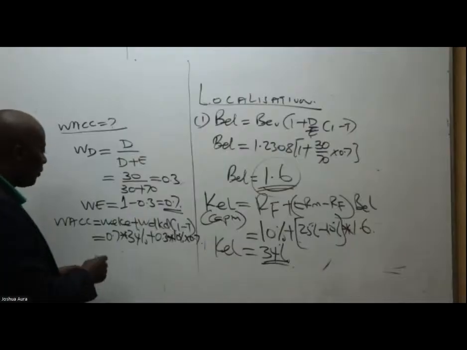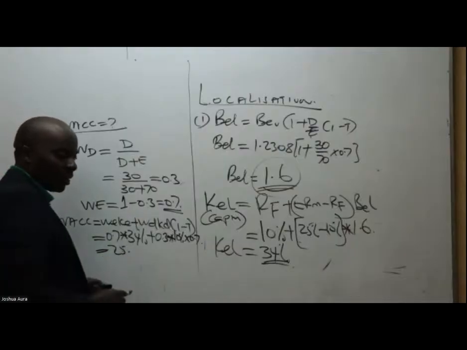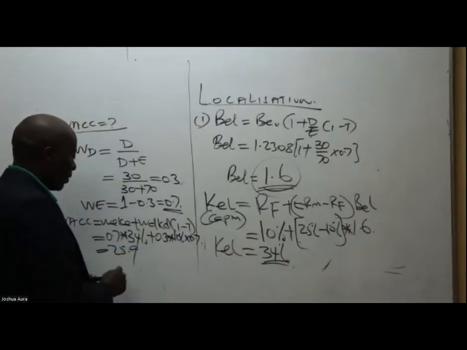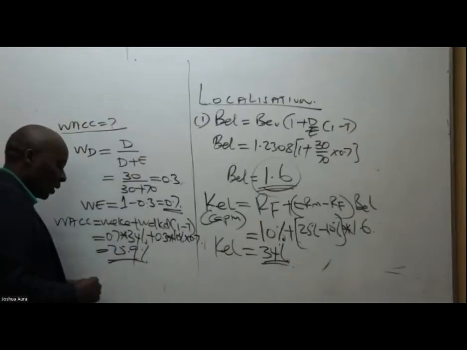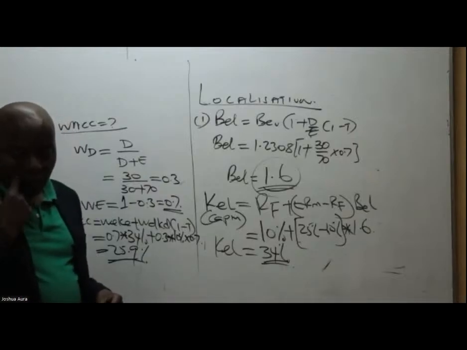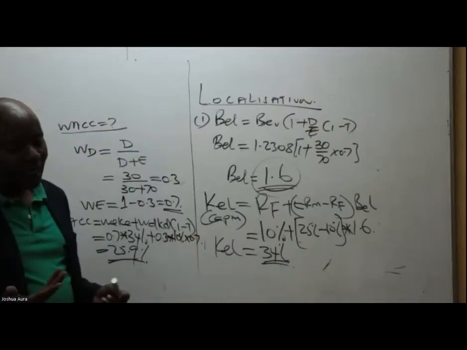So the calculator is giving me a figure of 25.9%. Thank you so much. That's the WACC. From there, if you allow me, I'll go to the second bit, which is very easy.